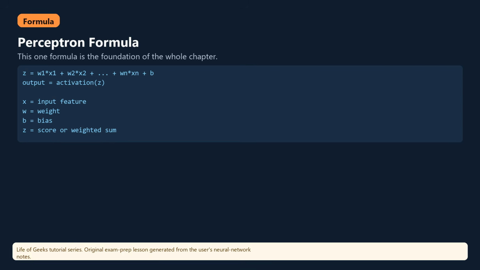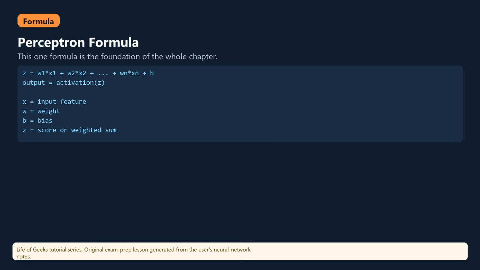This formula is worth memorizing because almost everything in a basic neural network grows from it. The score Z equals W1 times X1 plus W2 times X2, and so on, plus the bias B. The X values are the input features. The W values are the weights. The bias is an extra adjustable number that shifts the threshold. Once we calculate Z, we apply an activation function. That activation could be step, sigmoid, tanh, ReLU, or softmax depending on the layer and the task.